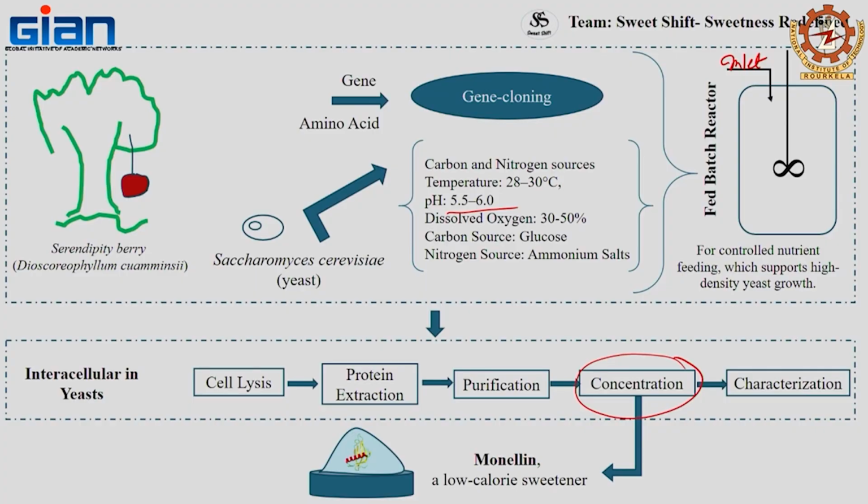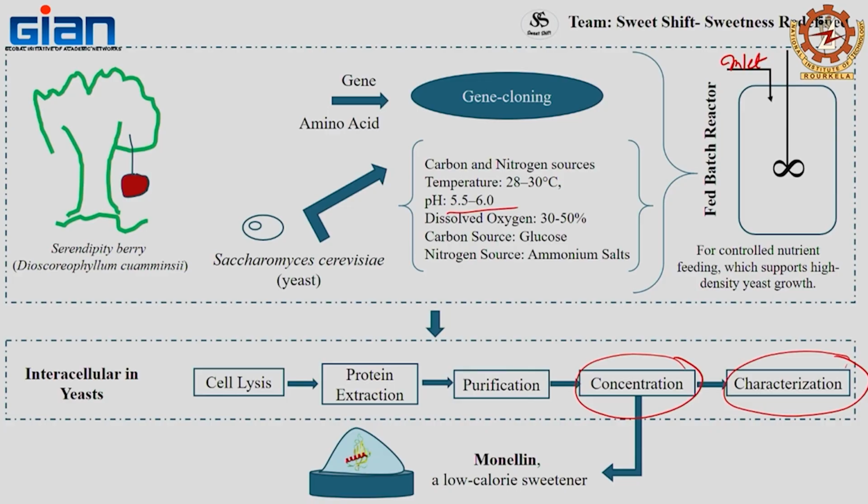So then we can go for characterization, and this purified one, which is dried, will be the monolin production. So this is the one. Like this, an outline for making monolin with the fruit residue.